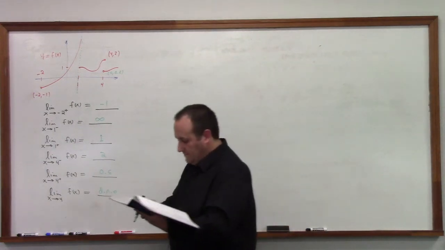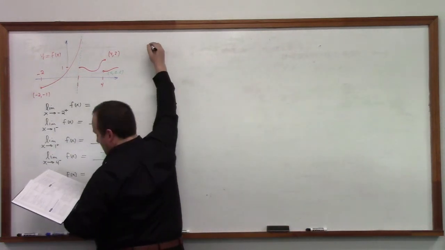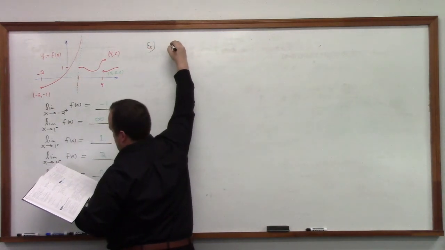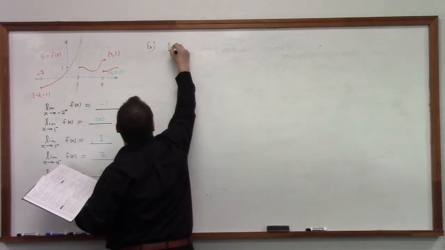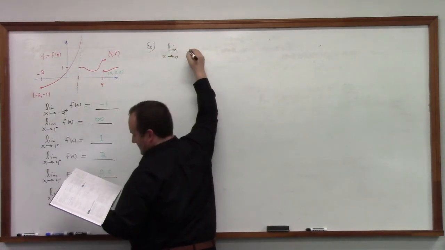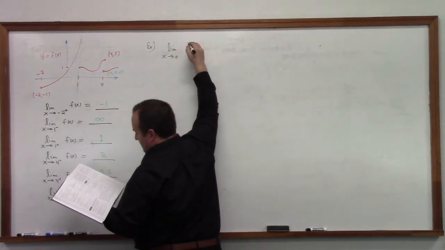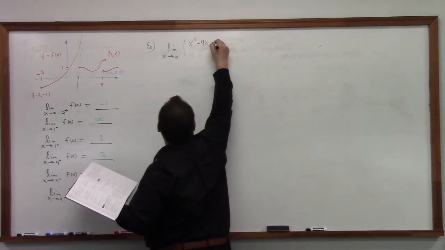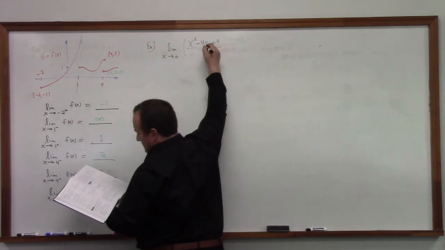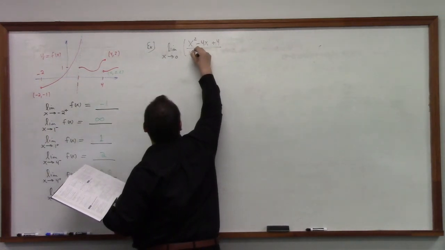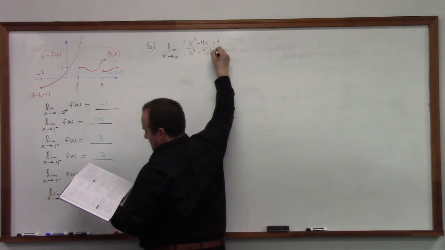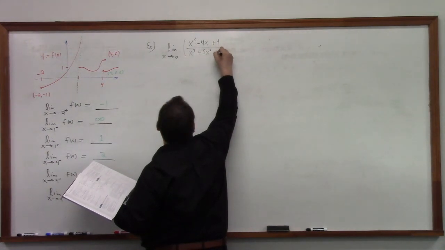Let's look at this problem here. Start out with a relatively easy one. Limit as x approaches 0 of x squared minus 4x plus 4, divided by x cubed plus 5x squared minus 14x.